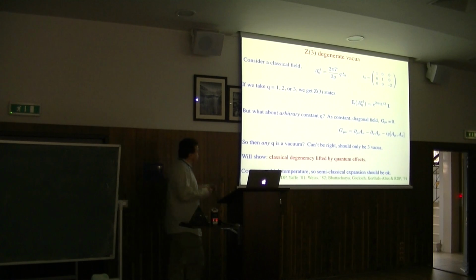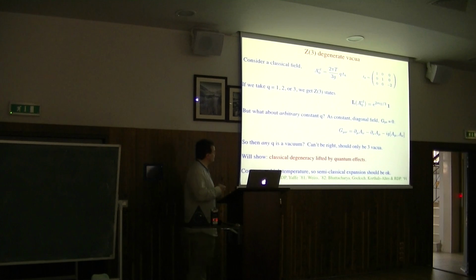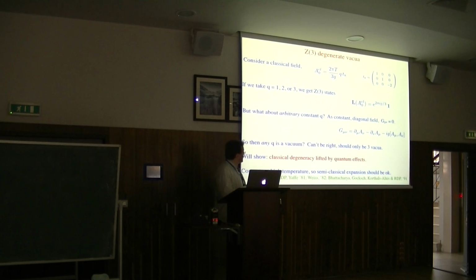Now you might say, okay, fine, that's trivial. Well, what if I consider an arbitrary constant Q? This is some background field. I can compute the field strength tensor. But look, I'm going to take Q to be constant. So the derivatives here vanish. So this part doesn't contribute. And it's a diagonal matrix. So it commutes with itself.